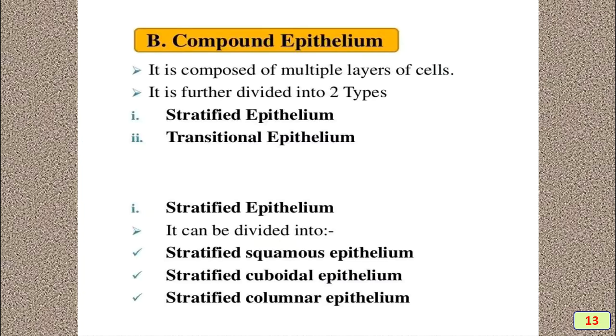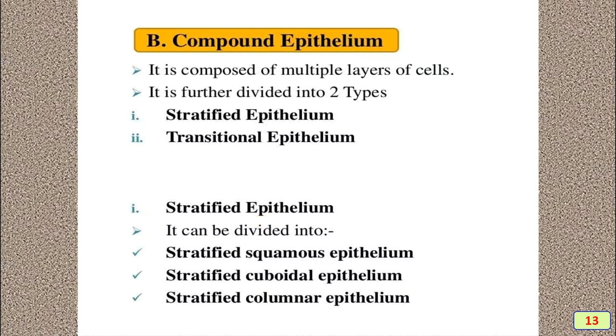Whereas these are all the simple type of cells, the compound epithelial cells contain multiple layers. Usually, they are divided into two types. One is stratified epithelium, and the other is transitional epithelium. The stratified epithelium can be divided into stratified squamous epithelium, stratified cuboidal epithelium, and stratified columnar epithelium, very similar to the earlier epithelial cell classification.